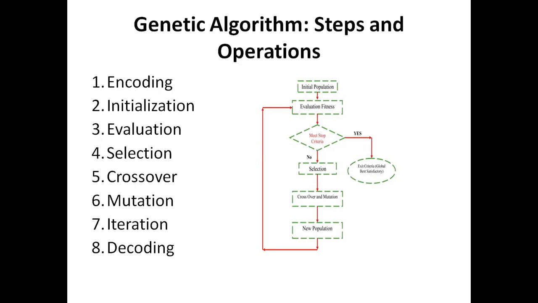Next comes crossover. This is analogical to the biological crossover process upon which genetic algorithms are also based. Crossover is a process of taking more than one parent solution and producing a child from them.